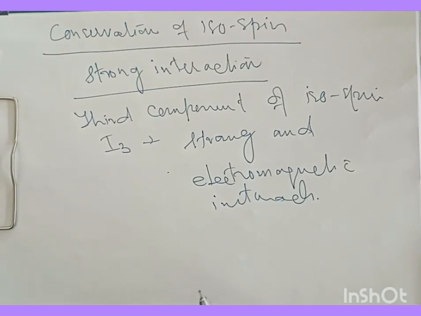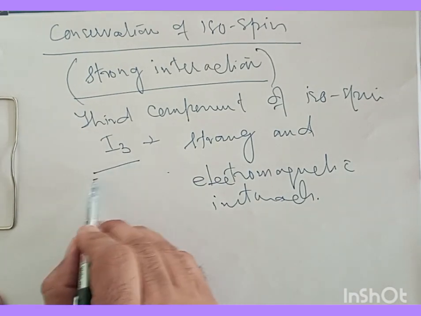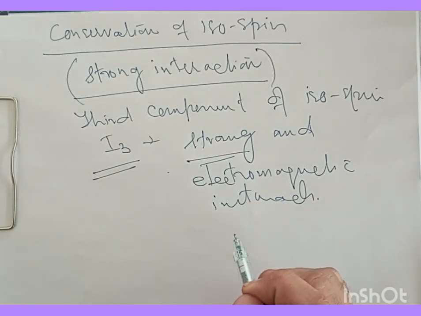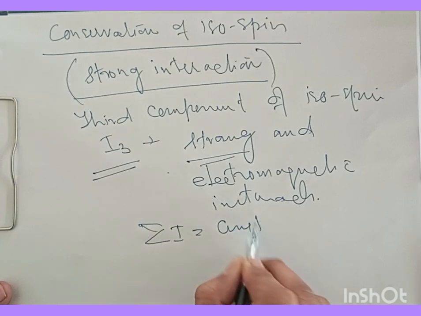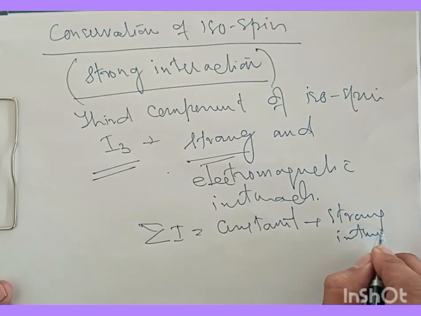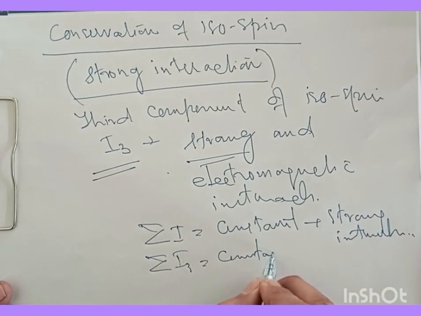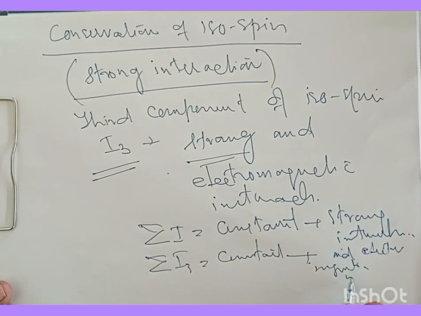So what is important here is that the conservation of isospin is valid only in the domain of strong interactions. However, the conservation of I3, the third component of isospin, is valid for strong as well as electromagnetic interactions. So I would say here that sigma I is constant, and it is constant for strong interactions. Similarly, sigma I3 is constant, and it is constant for strong and electromagnetic interactions.